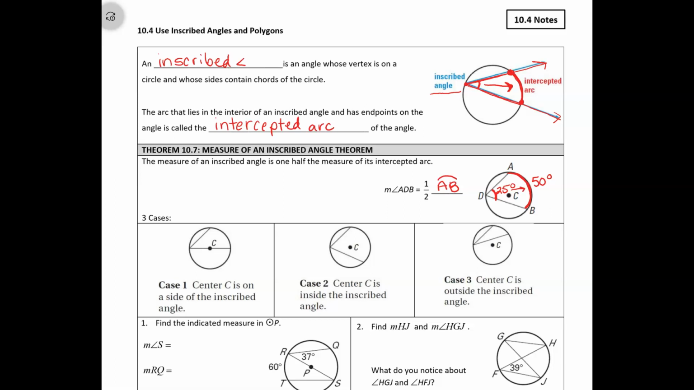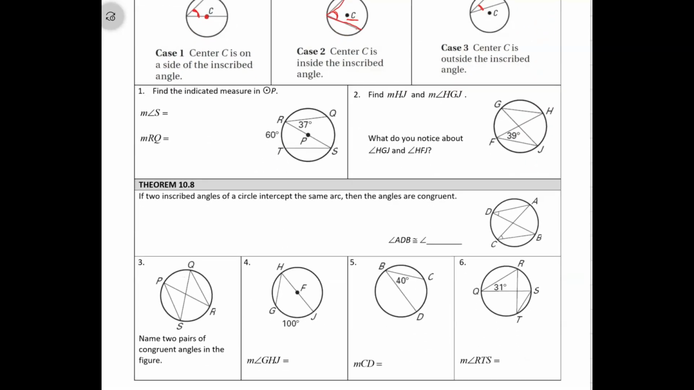Now, there are 3 cases of where this theorem can happen. Case 1, C is the center on a side of an inscribed angle. That would be the angle there, C's the center. Case 2, C is inside the angle, so we have this angle here, you can see C is inside. And you can also have case 3, where C is on the outside of the inscribed angle. So it can be smaller than 180, it can be bigger than 180. Let's go ahead and look at the examples here.